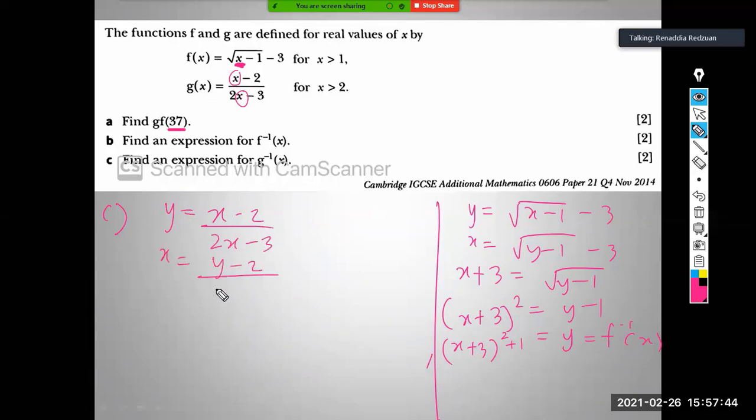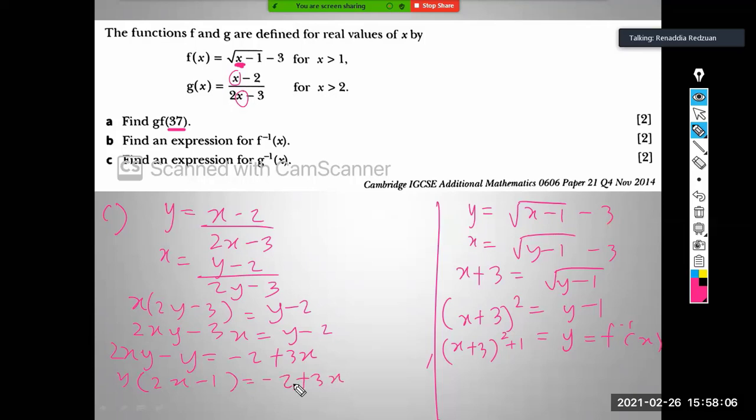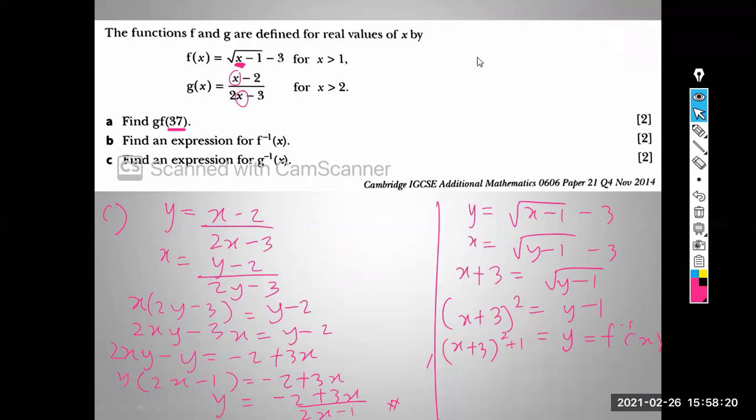Interchange the variables and then make Y the subject. I move the denominator to the left hand side and then I expand the bracket and then I make Y to the same side. Then I factorize Y to x minus 1, negative 2 plus 3x. Then remove the bracket to the right, so divide by 2x minus 1. So what's the answer for the last one? Negative 2 plus 3x over 2x minus 1.